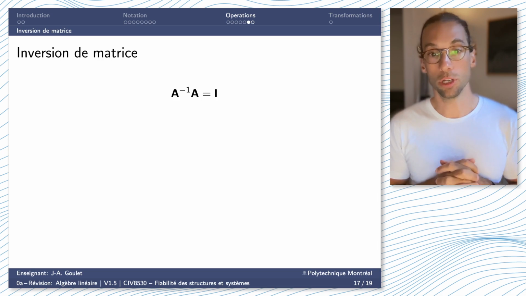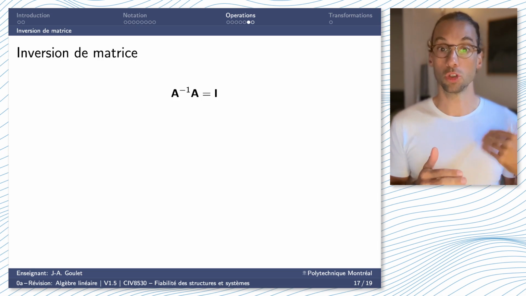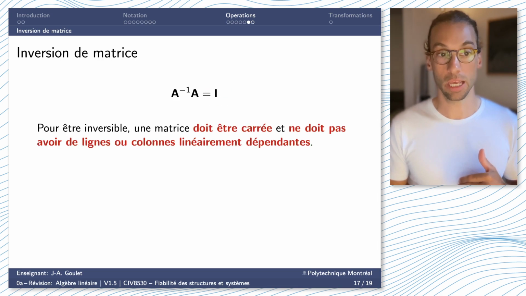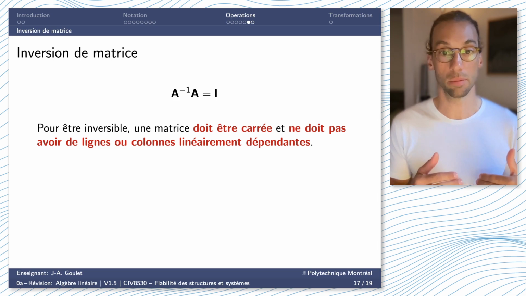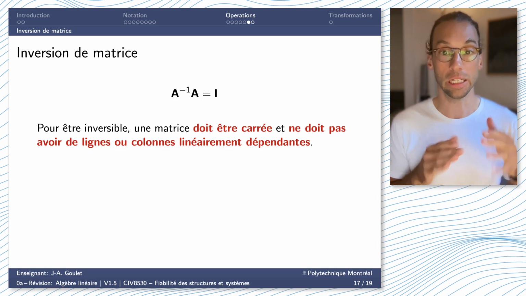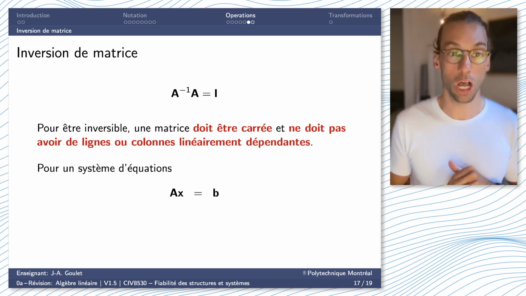Last operation we want to see is inversion, when we want to solve a linear system. If we take the inverse of a matrix multiplied with itself, it's going to give us the identity matrix, and we can use this to solve a linear system. But to be invertible, a matrix must first be square and must not have linearly dependent rows or columns.